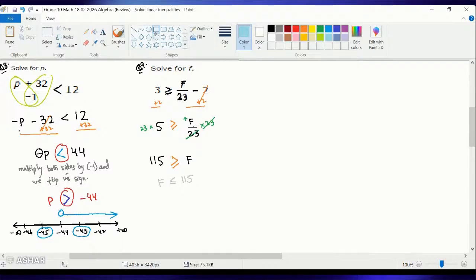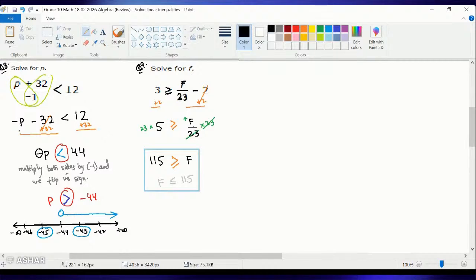Both of these representations of the answer are perfectly correct. Why? Because if 115 is greater than or equal to f, that means f could be 115, right? Or any smaller number, right?